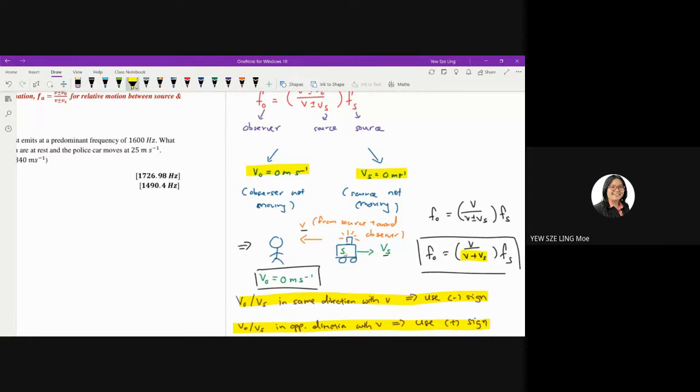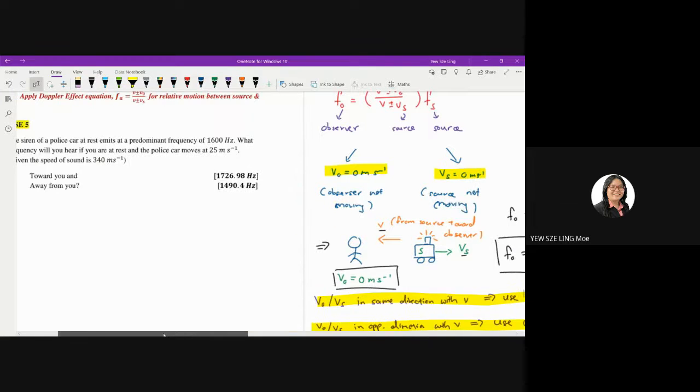So if your objects are moving away, if they are getting further apart, then the frequency observed should be less than the actual frequency. If the distance between them is getting closer, then the observed frequency should be higher than the actual frequency, which is the source frequency. All right. So that is a quick summary for Doppler effect. So now let's move on to questions.